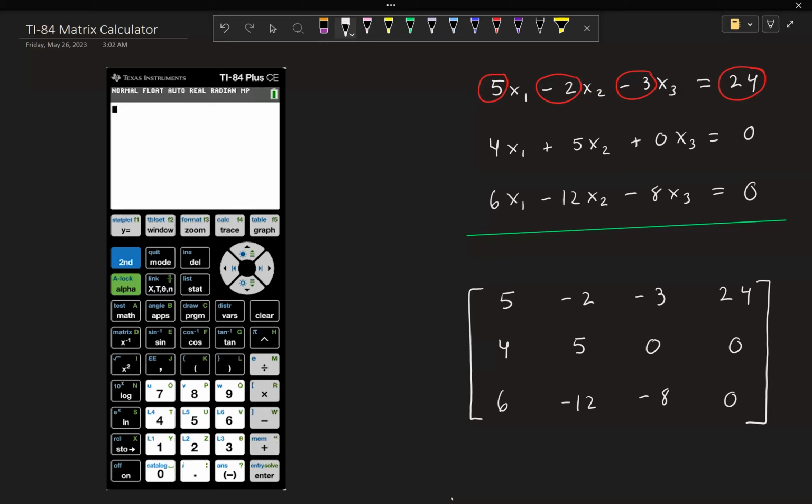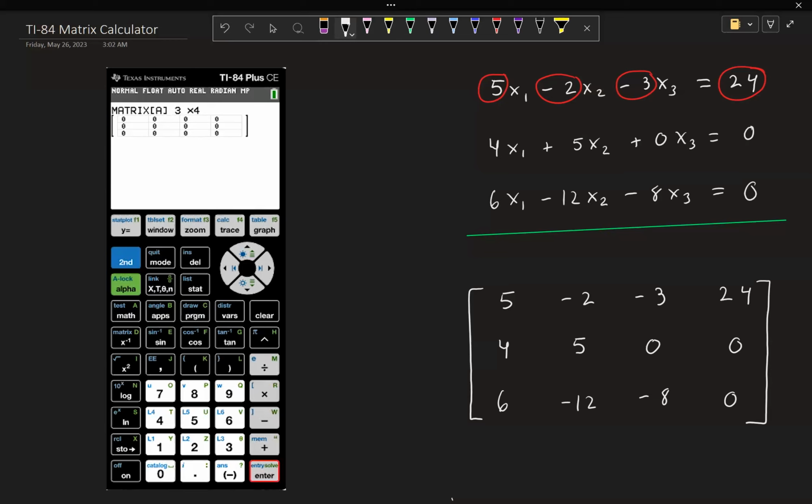So when we look at the TI-84, we can see this matrix button in blue. So we're going to do second matrix, and then go over to edit, and then enter. And then you need to select the size of your matrix. Now, I already have it set to 3x4 because we are solving 3 equations with 3 variables. And since we have that constant over there, it's a 3x4 matrix, because the 3 represents the number of rows and the 4 is the number of columns.